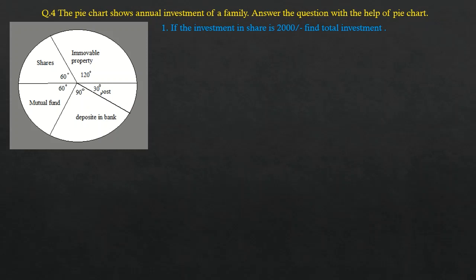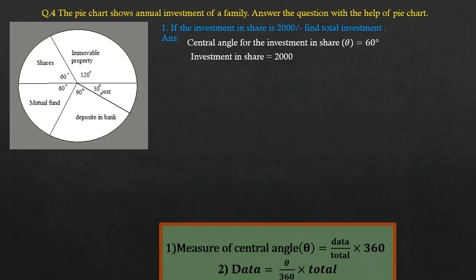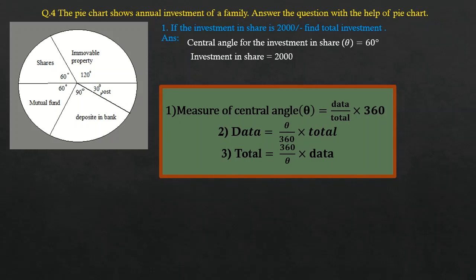So as per our data, first we'll find out: investment in share is rupees 2000 and the central angle for share is 60 degree. So we'll write down both the data. Central angle लिख लिया हमने 60 degree and investment in share we write as 2000 rupees. We have to find out total. So again we have a formula. एक central angle के लिए है, second data के लिए है, third वाला total के लिए. So ये हमने हमारे basic 3 ratios में से derive किया है.